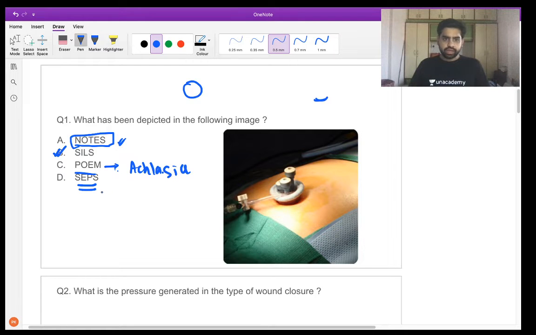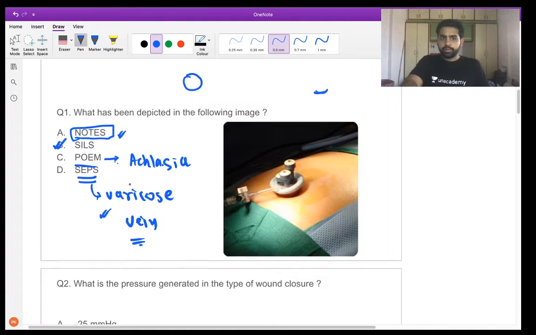Right, it is used for varicose vein. So what is this? This is subfascial endoscopic perforator surgery. It is a subfascial endoscopic perforator surgery, and this is where we use SEPS for the varicose vein. Right, so this is our first image for the day.